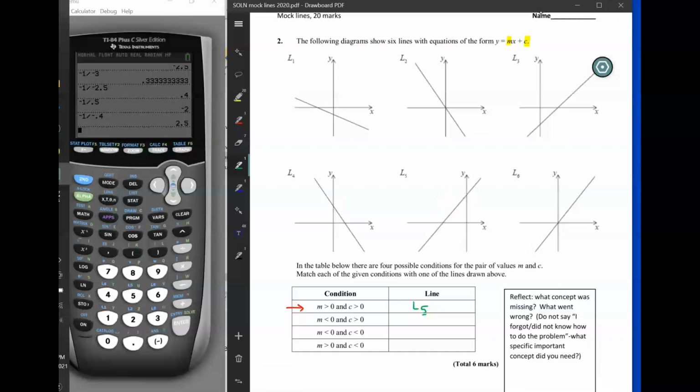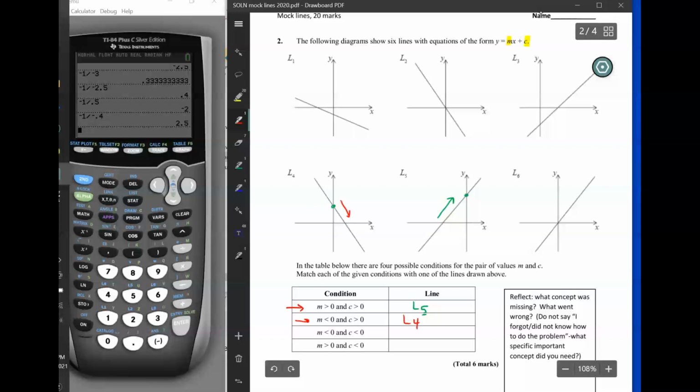The next one says the slope is negative, m is less than 0, and c is greater than 0. Oh, that was the other one. So this one has a positive y-intercept and has a positive slope. This one here has a positive y-intercept and a negative slope, right? And that's exactly what we want here on this one. Negative slope and positive y-intercept. So I know that this one is going to be L4.